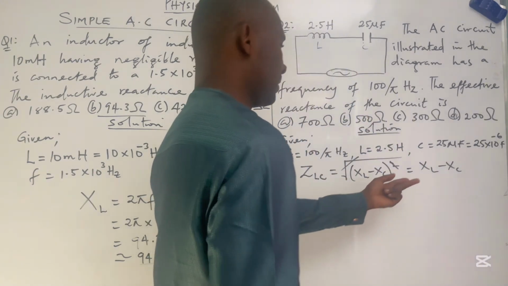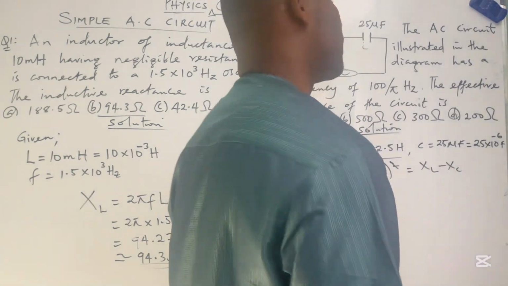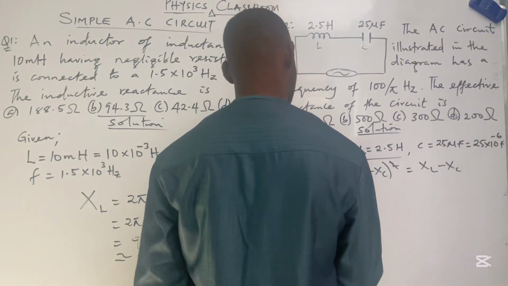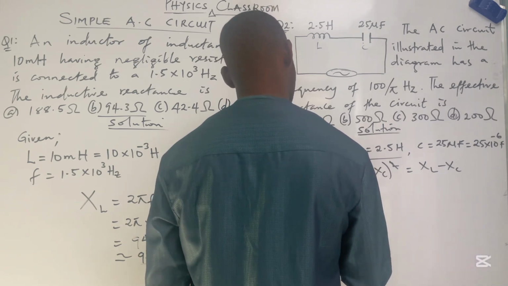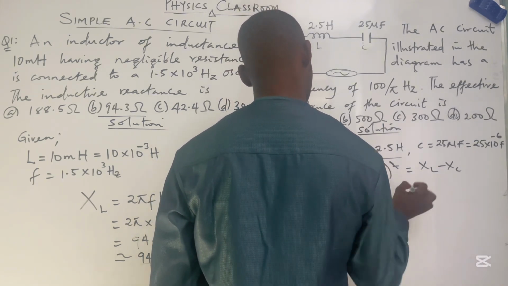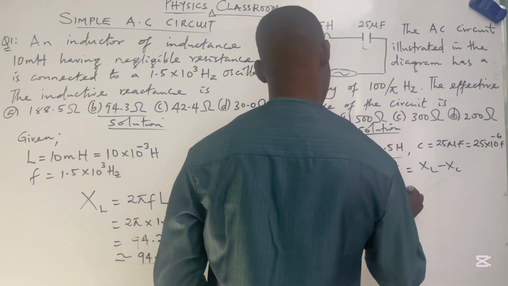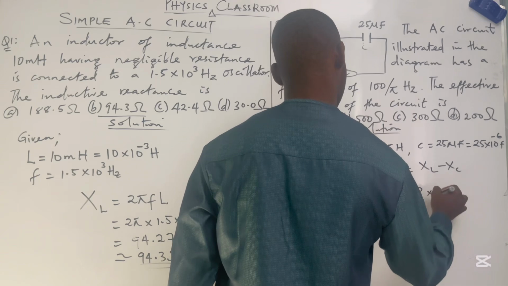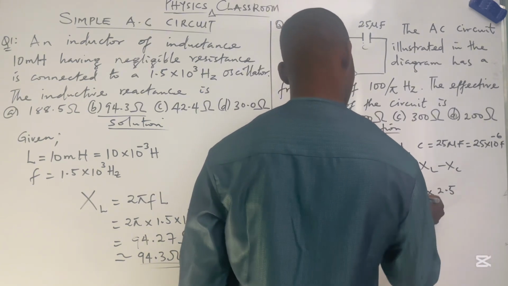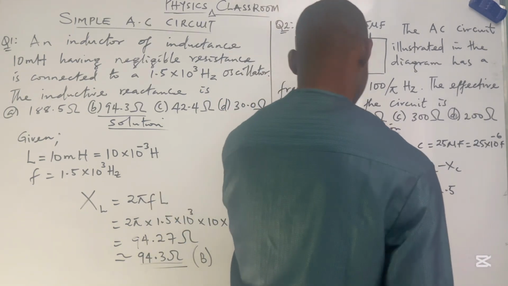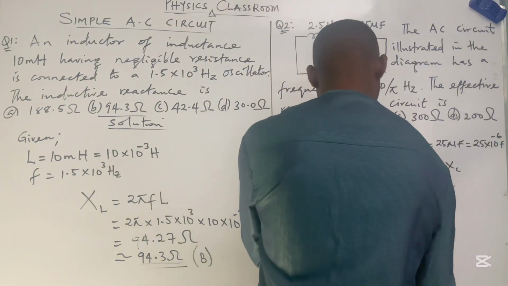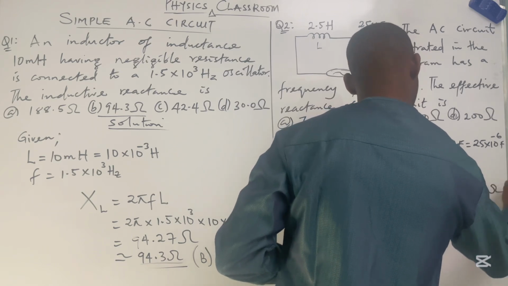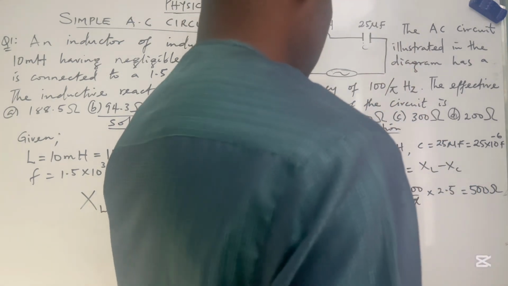So we have to get these respective reactances separately. The XL, which is inductive reactance, can be calculated using the formula 2 pi FL, which will give me 2 pi times 100 over pi times L, which is 2.5. This cancels this. That's 200 times 2.5. That should give me 500 ohms. That's for the inductive reactance.